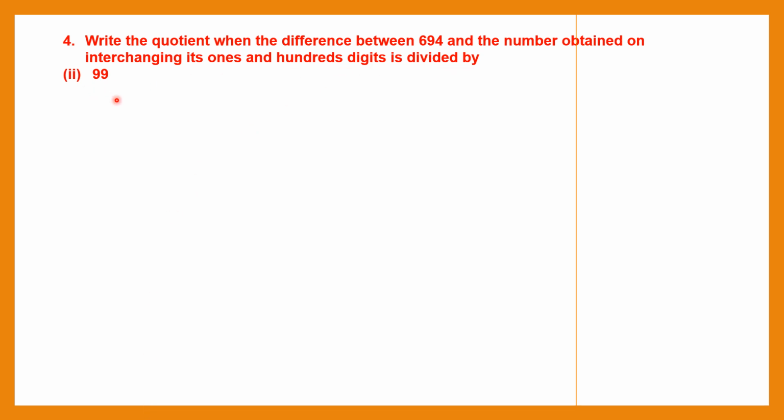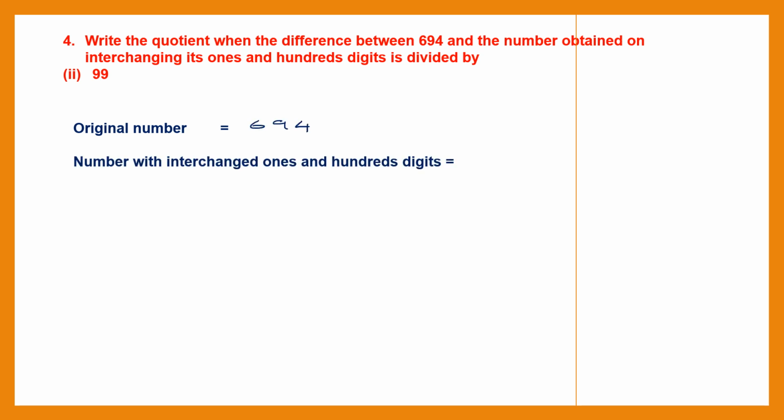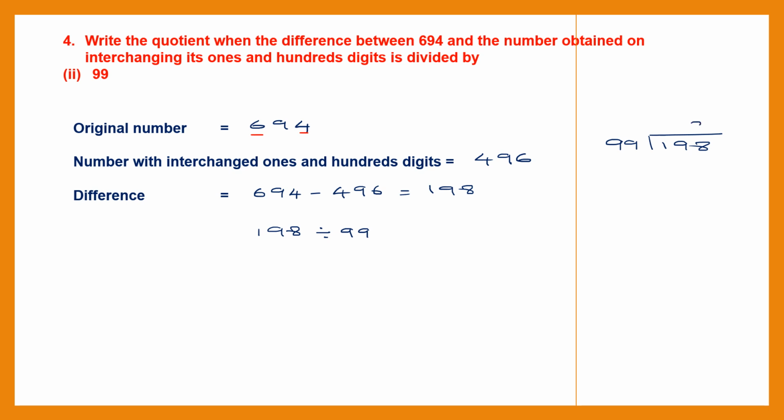So the second question here is, when this number is divided by 99. So first step, the original number, and that is 694. Then we got the number with interchanged ones and hundreds digits. Remember, the ones digit and the hundreds digit are changed, not the tens digit. So it will become 496. Then we have to find the difference. The difference is 694 minus 496. We found this to be 198. So now we have to divide 198 by 99. 99 into 2 is 198. The answer is 2. So the quotient here we're asked to find, we found the quotient to be 2.